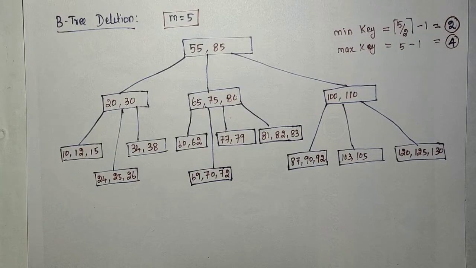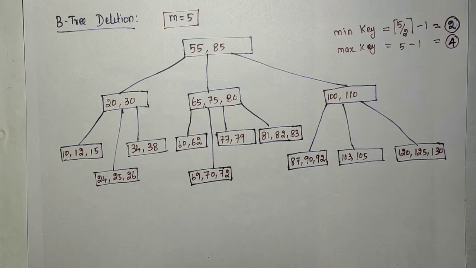Basically, you will start with the case where the element to be deleted is present in the leaf node. If you understand that, the remaining will be easy. There are two main cases: the element to be deleted is in a leaf node, or it is in an internal node, including the root.